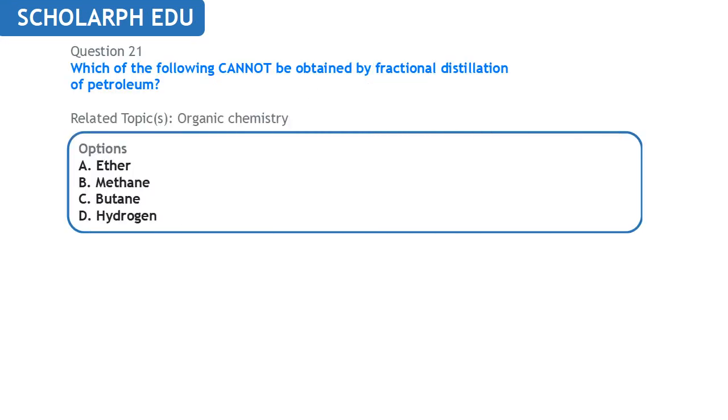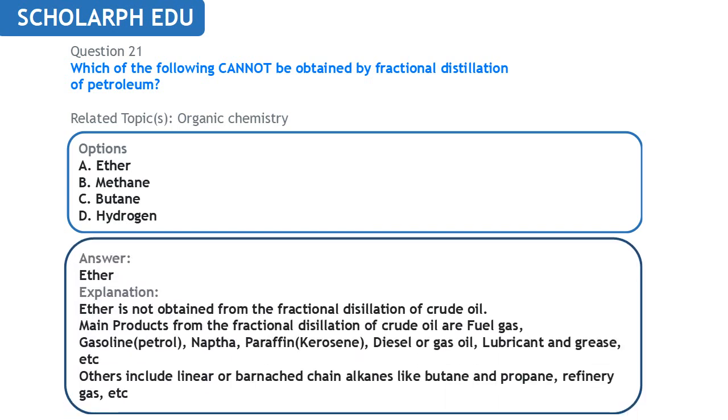First question: which of the following cannot be obtained by fractional distillation of petroleum? That is ether. Ether is not obtained from the fractional distillation of crude oil or petroleum.